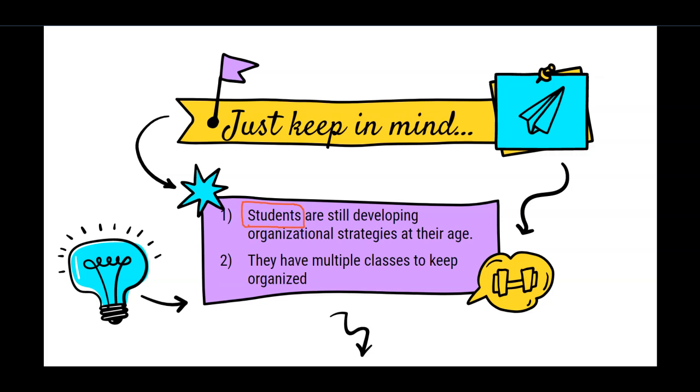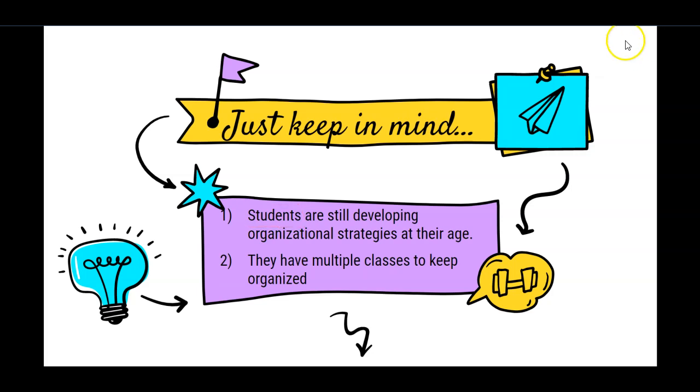And so they are developing organizational strategies, and we can't expect them to have all of these strategies down and ready to go. They're in a time in their life where they are developing these skills so that they can be successful beyond high school. They're practicing in high school. The other thing too is that maybe they've got a strategy down for one class, but they have to try to keep up with multiple classes. So it's asking a lot, right?